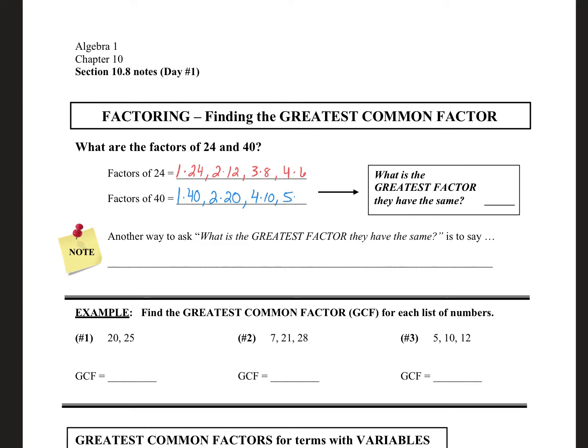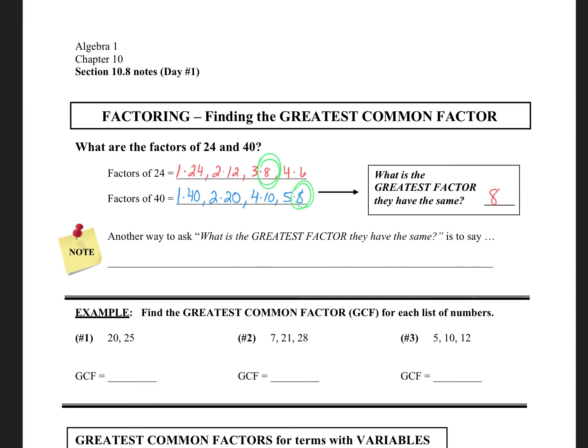Okay, so when we're looking for the greatest common factor, we're trying to find the largest factor that they both have in common. Well, they both have 1 in common, but that's the smallest. They have 2, but we can see that the biggest one they have in common is 8. So be careful, we're trying to find the greatest common factor. 8's in both of them, so the greatest common factor is 8.